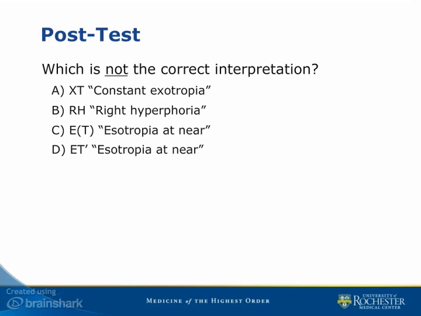Correct answer is C. Incorrect answers: E(T) should be intermittent esotropia, not dystropia near.